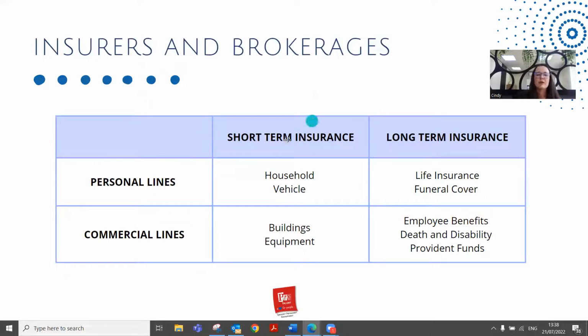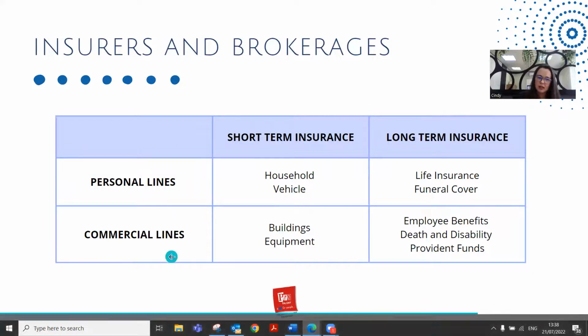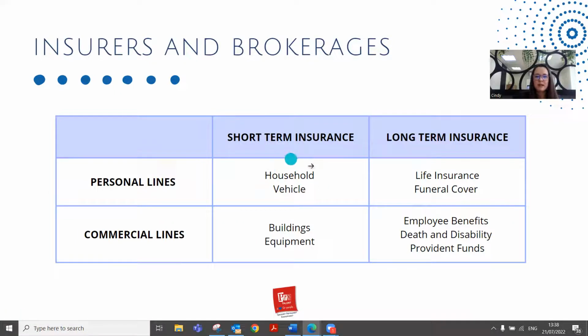So with insurers, you get short-term insurance, you obviously get your long-term insurance. Then you get your personal lines and you get your commercial lines. Now, as explained before, if your experience is mainly in short-term insurance, personal lines, and you want to move into commercial lines and short-term insurance, then what you need to do is go do your class of business in commercial lines, okay?